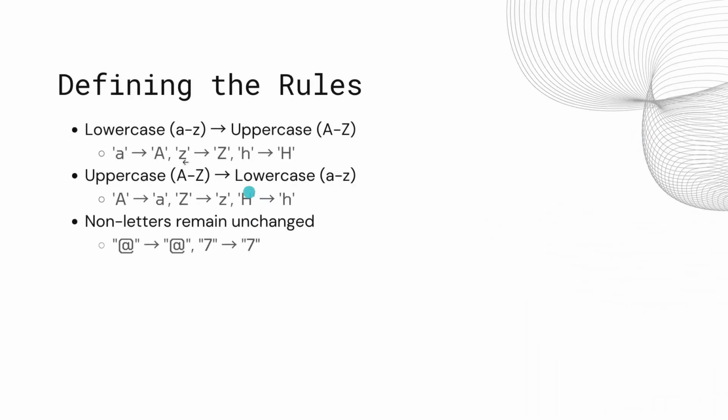Okay, moving ahead. So we are defining the rules here. If it is a lowercase between a to z, we transform it to uppercase A to Z. We have some examples here, a to A, z to Z, h to H. If it is uppercase, we now transform it to lowercase, capital A to lowercase a, Z, H, and so on. For any non-letters, they remain unchanged, the @ symbol and the number 7s and all those.